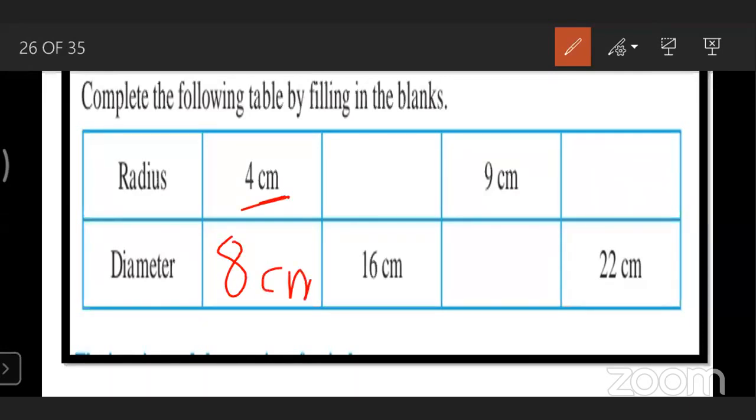8 centimeter. Don't forget to write down the unit. Units are very important. 8 centimeter. Is it right? If the radius is 4 centimeter, then the diameter will be 8 centimeter, right?